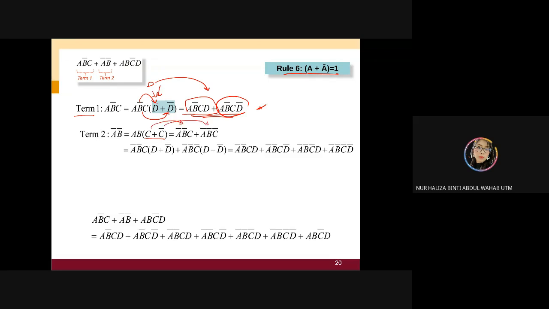So you do one by one, and then you repeat the similar thing. You multiply with D bar, D plus D bar. So your final answer, if you're missing 2 variables, you're going to have 4 product terms. Term 1, term 2 finish, and you combine with another term 3. So that is your final answer.